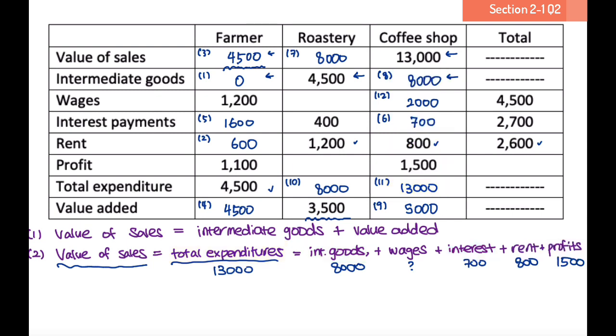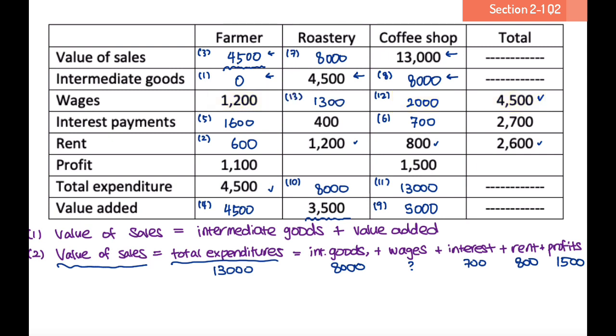We know that the total wages paid in this economy is 4,500. So the difference between 1,200, 2,000, and 4,500 is going to be the roastery's wages. So subtracting 1,200 and 2,000 from 4,500, we get 1,300 for the roastery's wages.